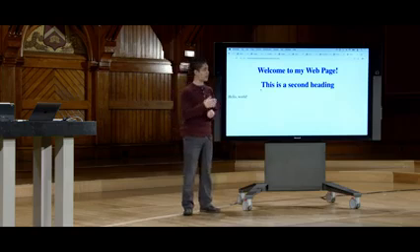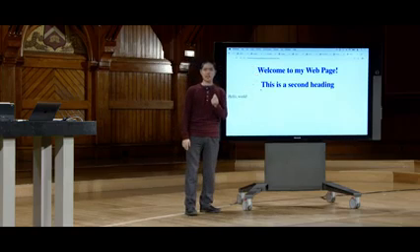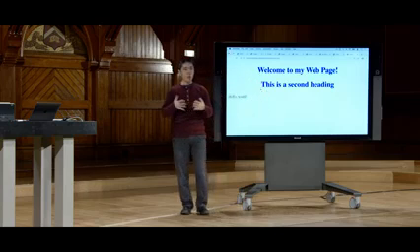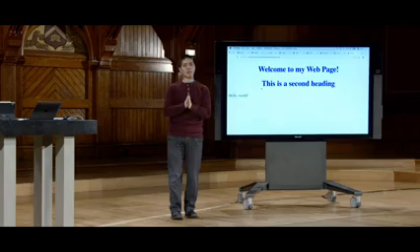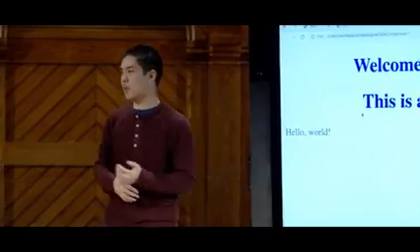I need to change the style attribute on this first heading up here, and I also need to change the style attribute on this second heading down there. What I'd like to do is to somehow just be able to write this style code once and then have it applied to both of these headings. And in fact, there is a way to do that.